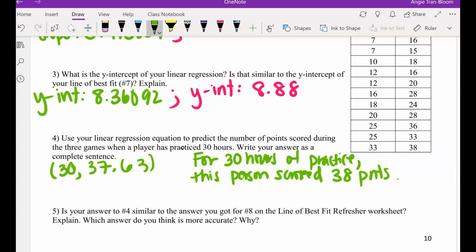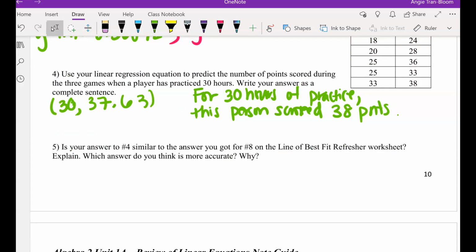Now let's look back at last night's homework. What was our answer last night by hand? 38.07? Wow. But guess what? Last night, pretty much all of us had slightly different answers. But now we all should have the same exact solution, right? Is your answer to number 4 similar to the answer you got for number 8? Explain. Which answer do you think is more accurate and why?